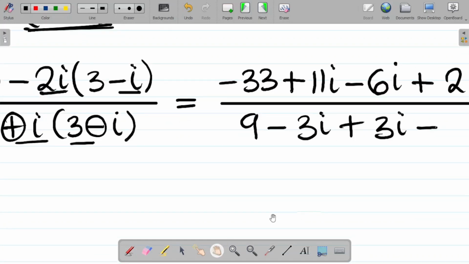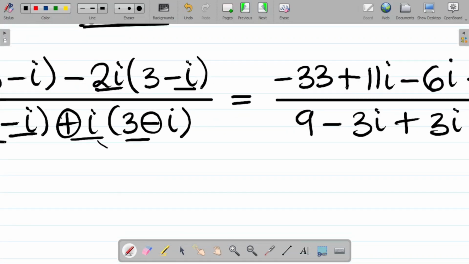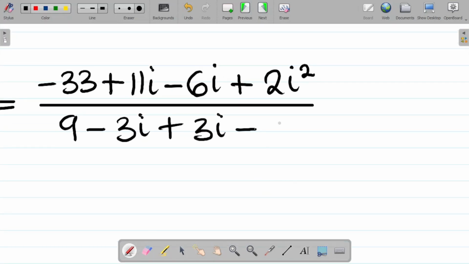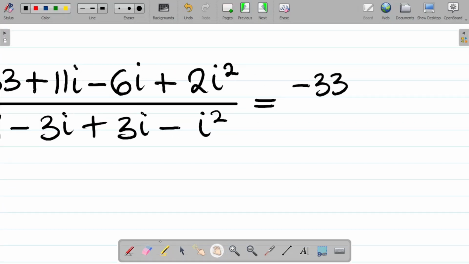And then finally I now have i times i. So i times i gives you i squared, so minus i squared. Let's proceed with this. This is equal to, now from this, let's start with the numerator there. You have minus 33, minus 33. Next up you have plus 6, plus 11 minus 6. Plus 11 minus 6 gives you plus 5i.